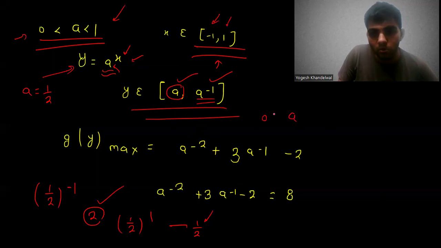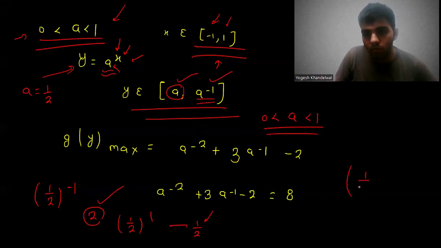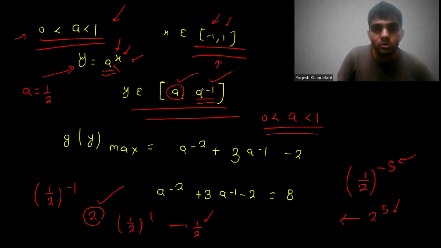Because a is belonging to 0 to 1, when the power is negative, the number will be larger. Like half: with negative power 5, this eventually becomes 2 raised to power 5. So the more negative the power, the higher the final value becomes. So the maximum value will come when you put x is equal to minus 1, and the minimum comes when you put x is equal to 1. So y is belonging in this range.